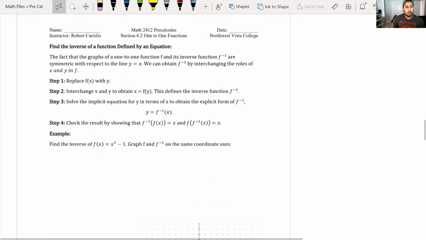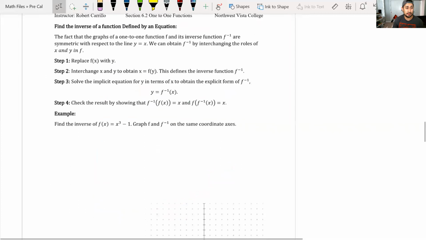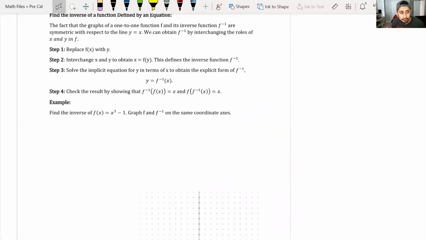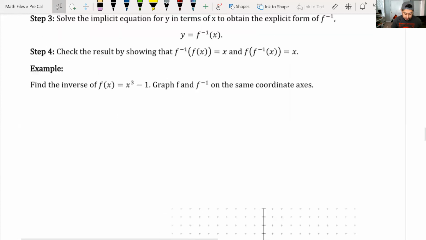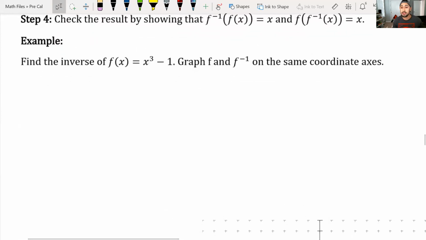Now we go into how to find an inverse. So I have all these lovely steps above for you. I will work these steps out one by one to solve for the inverse. So that's where we're going to start. So let's just start on the example. And again, this should be stuff you know already. This is just a quick review session.